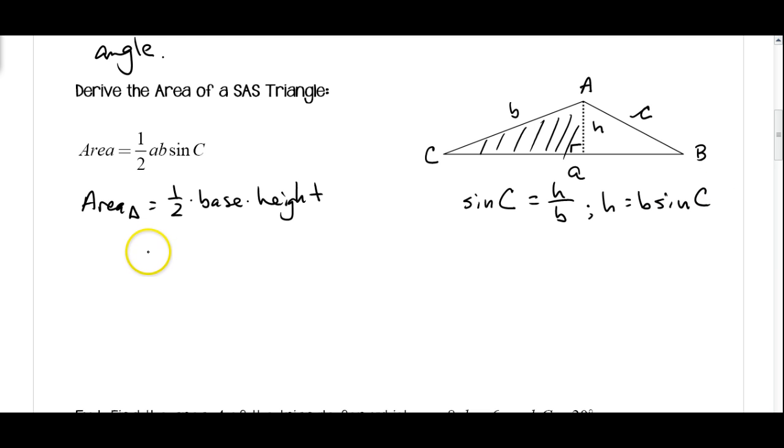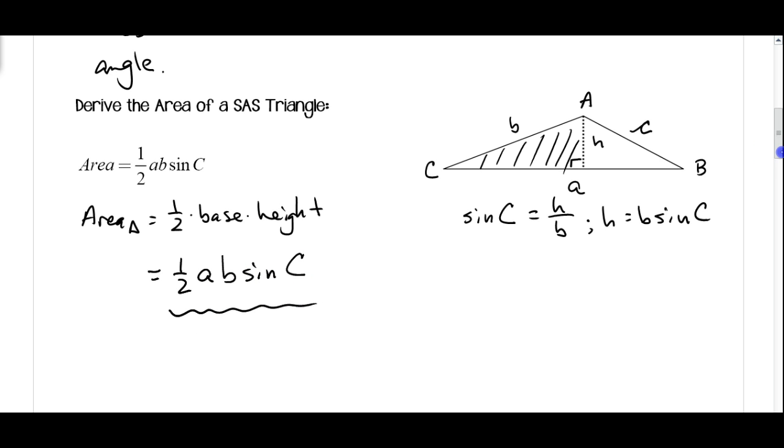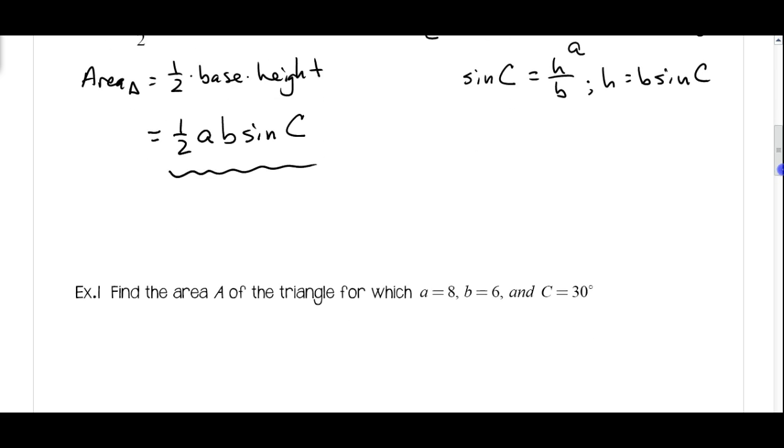Alright, so now this becomes 1/2. The base here was A, and the height was B sine C. And there you have it. Okay, so there's the derivation of that.